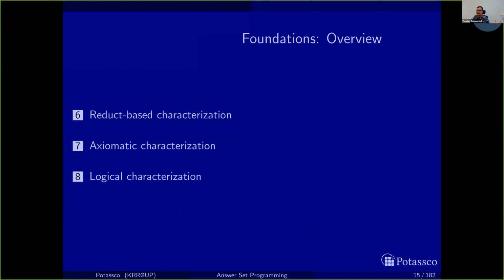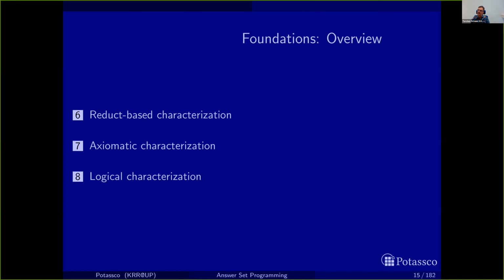Good. So this brings us to the end of the very first, let's say, public relations section. Now let's get a bit more formal. Again, we get more formal, but I will not make things very formal. My idea is rather to give you an idea how to capture the semantics of logic programs in the setting of ASP with the stable model semantics.